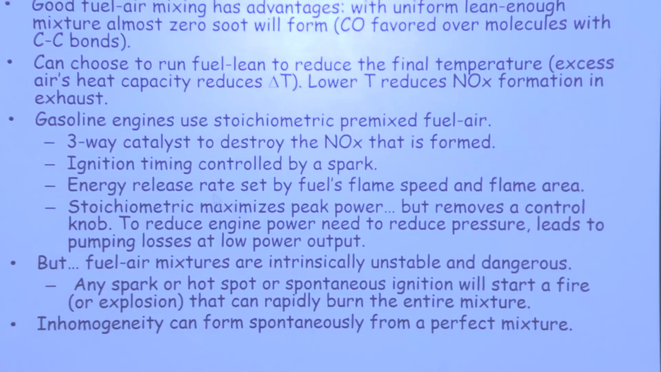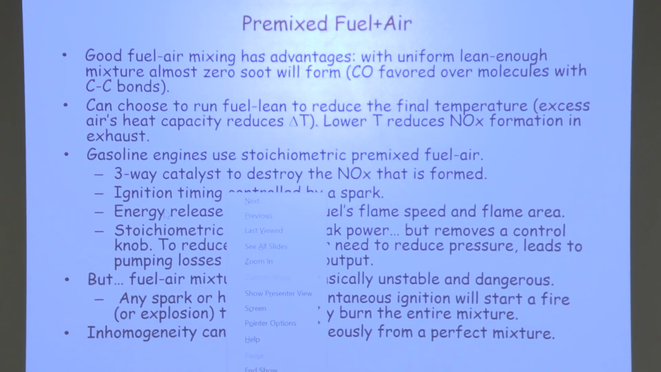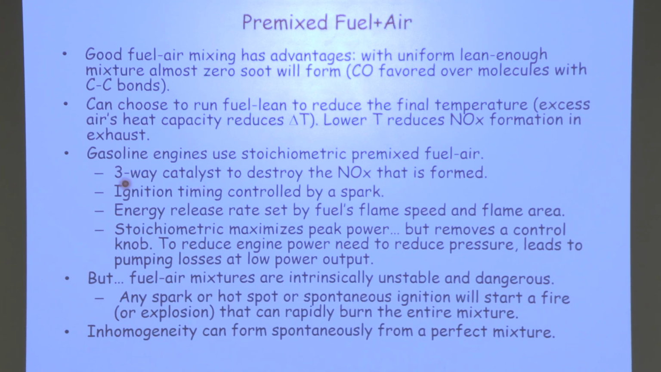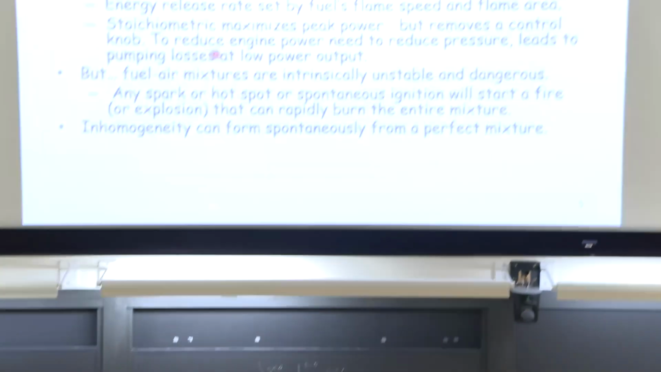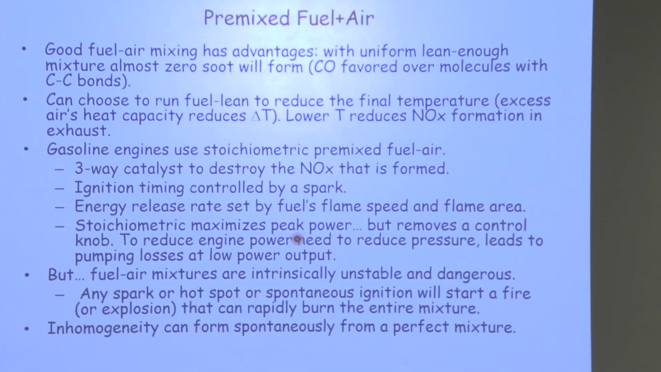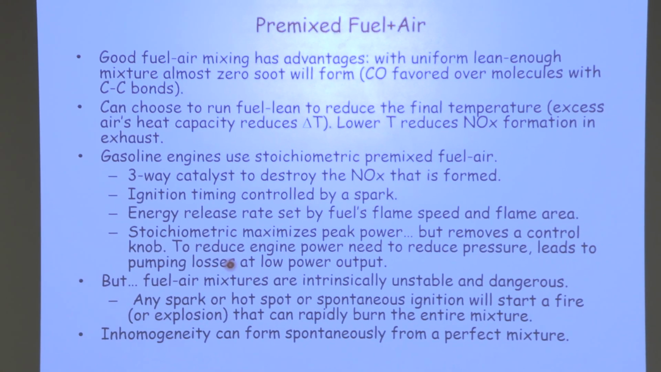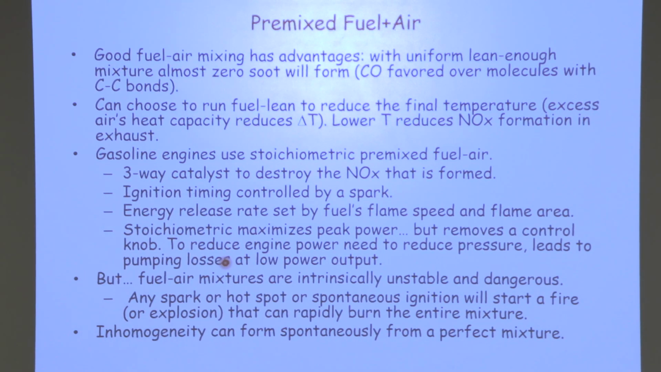And running stoichiometric this way, they do it because, I lost my pointer. Here we go. They run stoichiometric so that the three-way catalyst will work. It turns out the three-way catalyst only works in a very narrow range of compositions, and it's near stoichiometric. So they run it stoichiometric to help the catalyst work, and it maximizes the power, so that's great too, but it removes the control knob, so you don't have any knob for controlling how much air you're adding, because you have to lock it to match the amount of fuel.